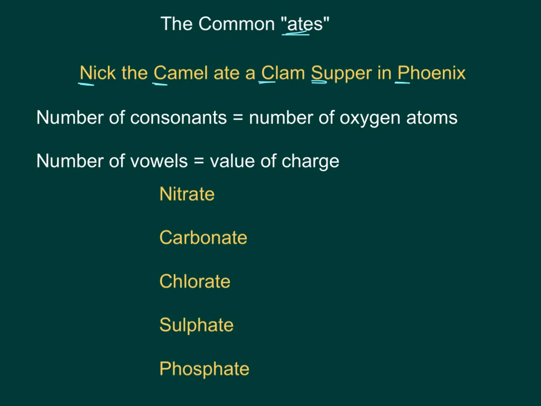The number of consonants you see in each word tell you the number of oxygen atoms in that polyatomic ion, and the number of vowels tell you the value of the charge itself.